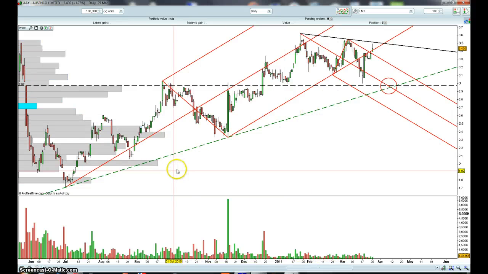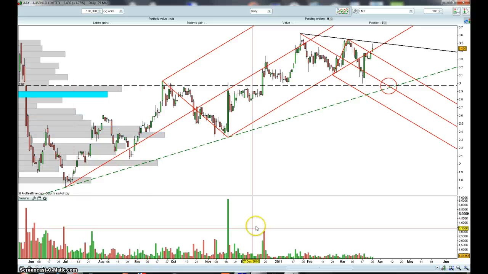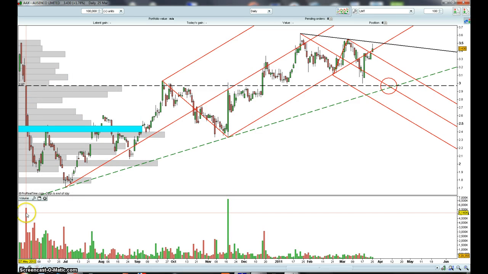Okay, this is AAX, and I've just put a couple of forks on there, and one thing that stands out is this volume here and this volume here. And if you have a look at the candles on both those volume spikes, you'll see that they're both a mirror image one of the other.